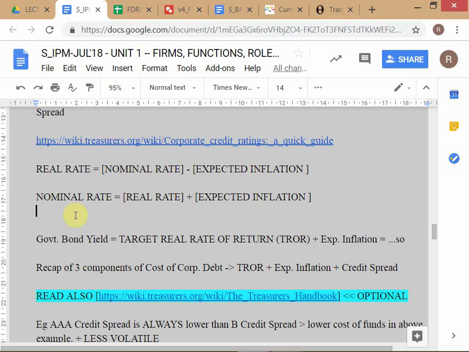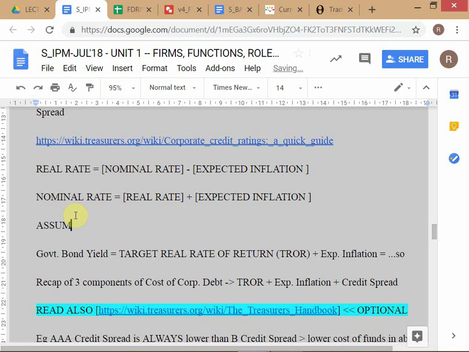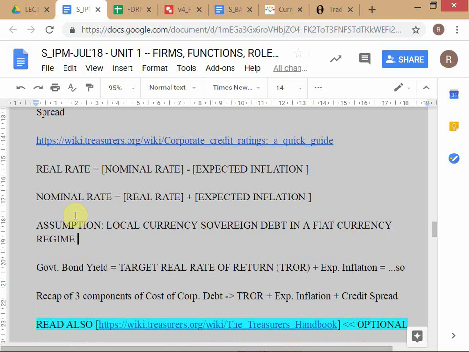Okay, what was I talking about? So the general assumption is that local currency sovereign debt in a fiat currency regime... you know what a fiat currency regime is? Fiat currency regime means, you know what a fiat is? Notes and currencies that were issued by the government.